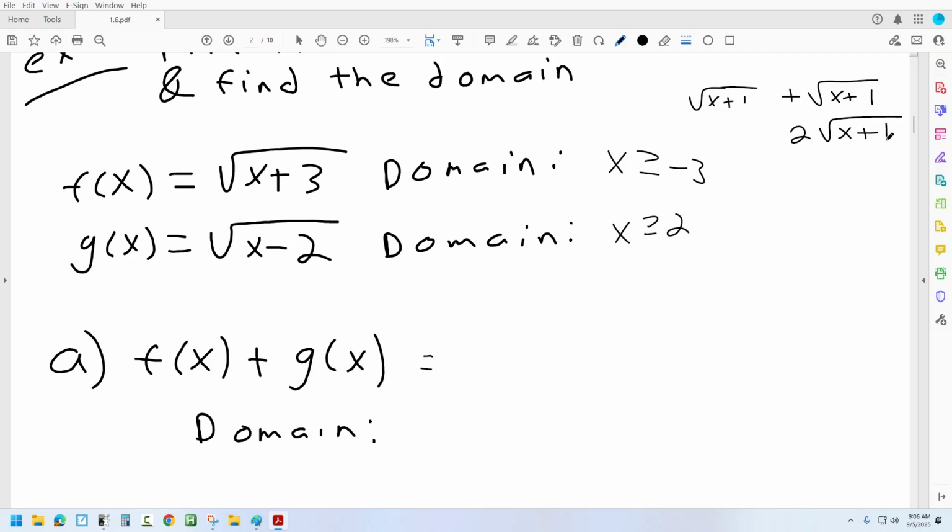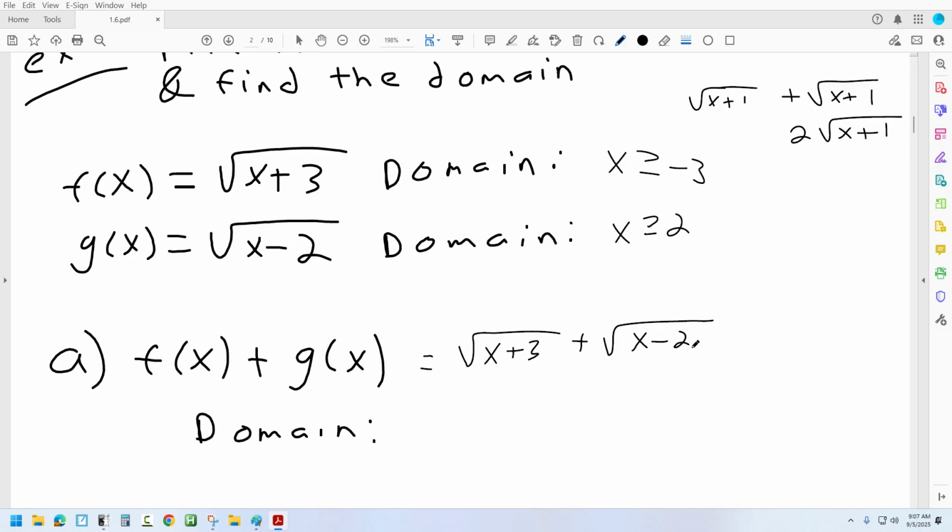Okay, we have different radicands, x plus 3 and x minus 2. So they're not like terms. So all you can do is this. Square root of x plus 3 plus the square root of x minus 2. But what I want to know is the domain. Okay, so what you tell me for the domain, it's the overlap between the 2 original domains.